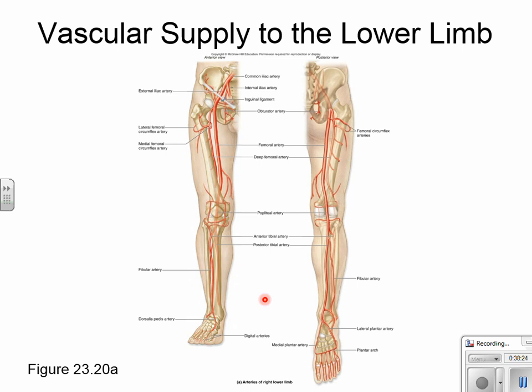Same thing here, guys. Look at these pictures and get a general sense of where the femoral is, popliteal, anterior and posterior tibial. There is a fibular artery too. That's a small one on the side.